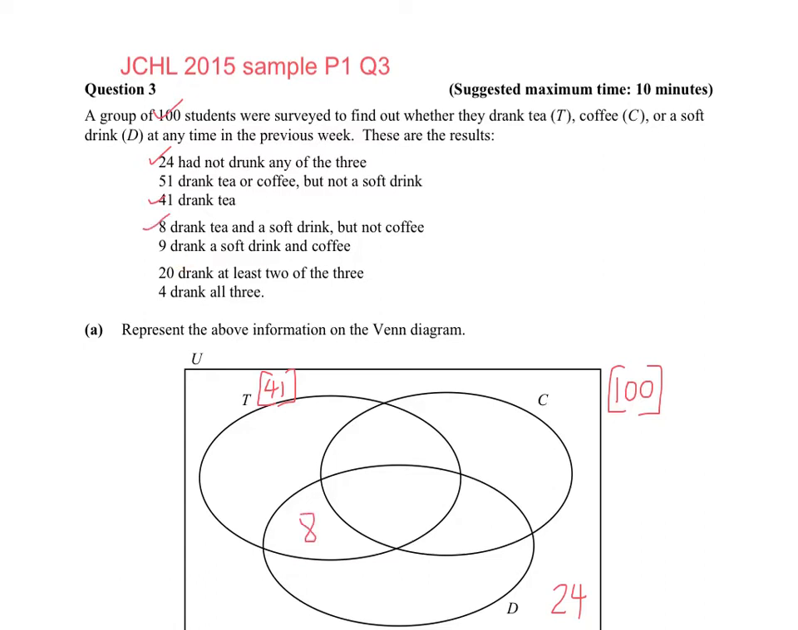9 drank a soft drink and coffee, and is in sections. It's these 2 sections here. So those 2 bits together are 9. So we can't put that information in yet. We have to move on a bit further.